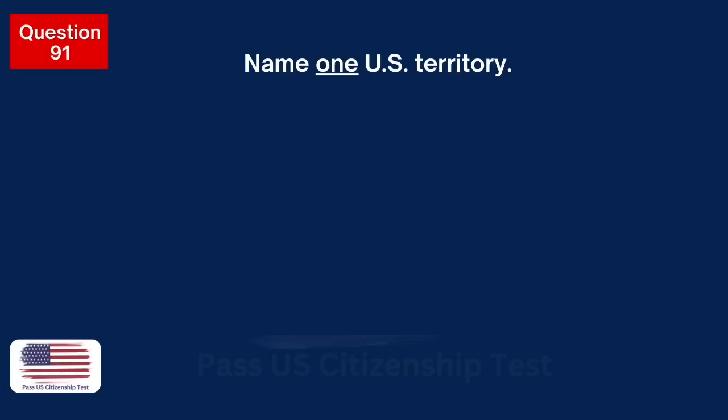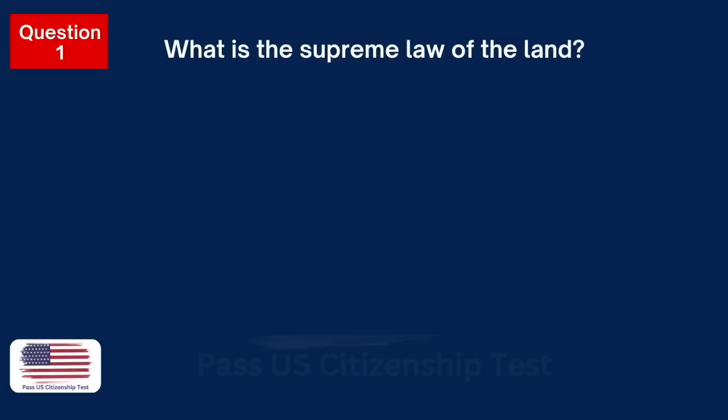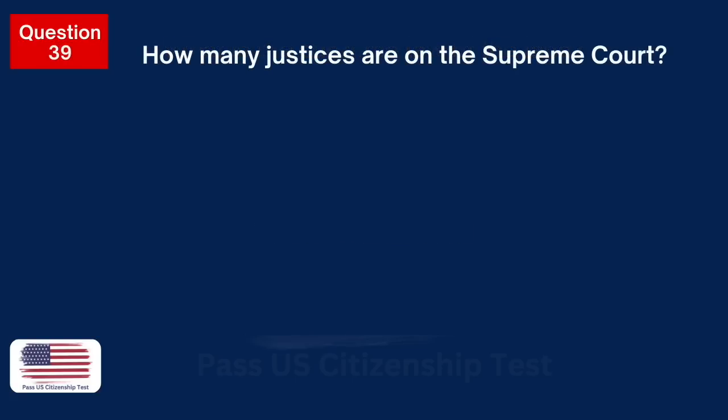Name one U.S. territory. Guam. What is the supreme law of the land? The Constitution. How many justices are on the Supreme Court? Nine.